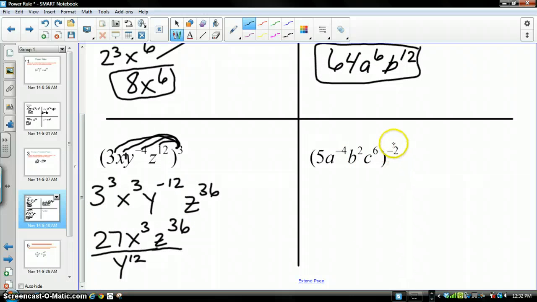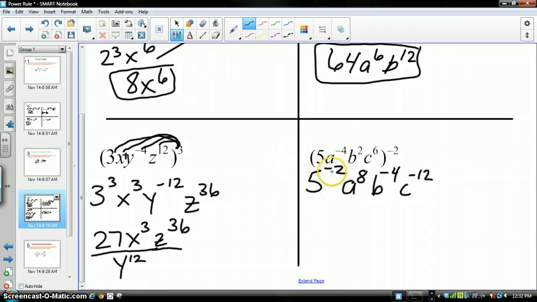So now we have a negative exponent. So I'm just going to multiply this negative exponent through, and then I'll worry about if I am left with any negative exponents. So I have 5 to the negative 2, a to the negative 4 times negative 2. So 2 negatives make a positive, which gives us positive 8. B to the 2 times negative 2, which is negative 4. And C to the 6 times negative 2, which is negative 12.